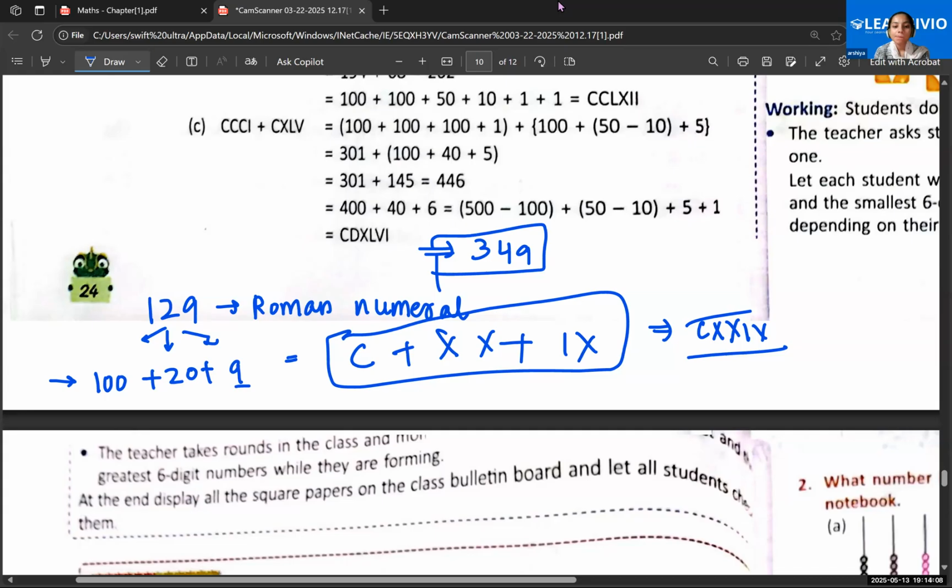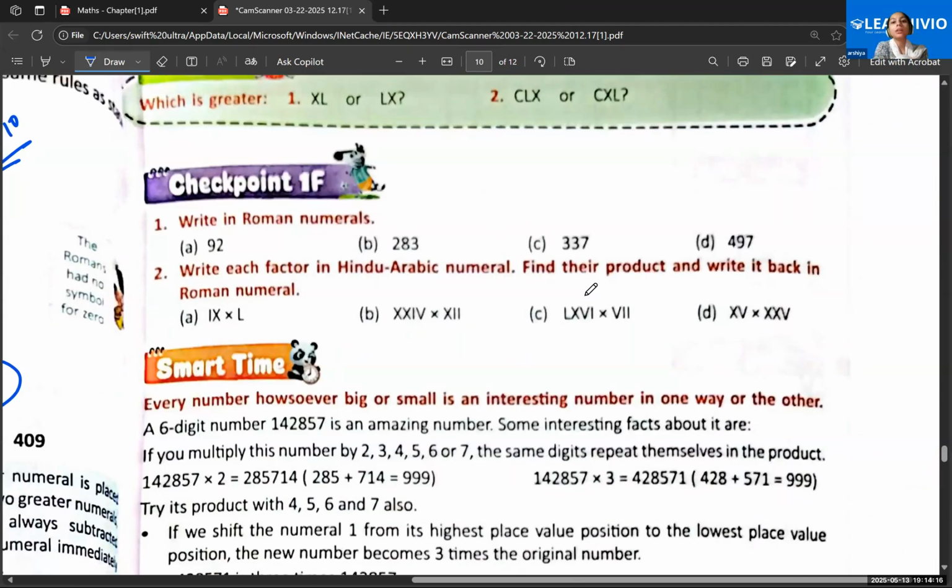I want to do a little more questions. Yeah, we'll do more. Now can you try this one? Try all of them. Okay, so start by 92, then this, and continue. Okay, so let's solve the whole question and use this method only, expanded form. Okay, ma'am.